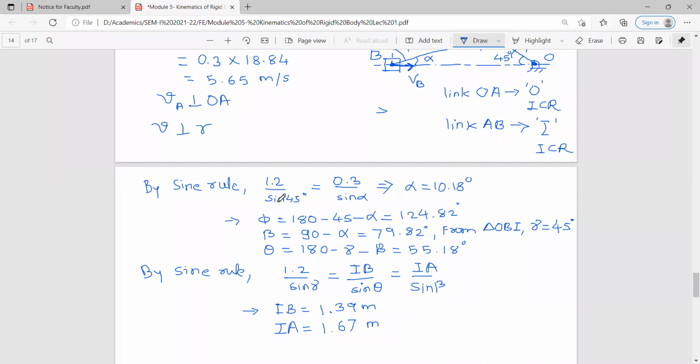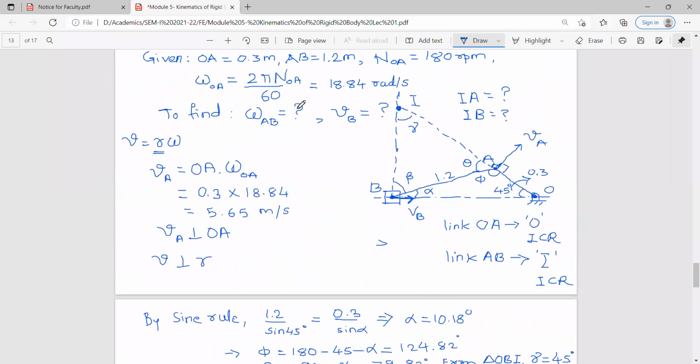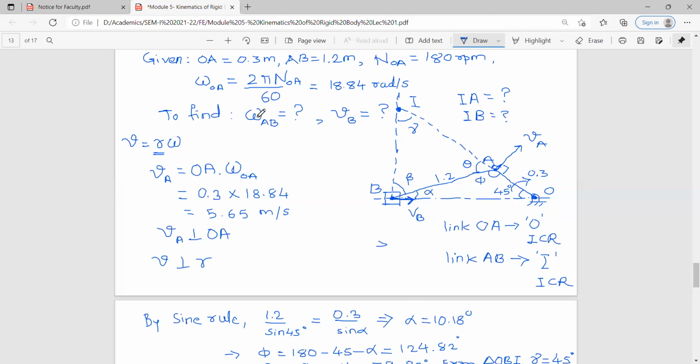Now you use only one formula. What is that formula? Velocity is equal to radius multiplied by angular velocity. What do we have to find out? We have to find out the angular velocity of link AB, and the velocity of point B. The velocity of point B represents the velocity of the piston, because point B is on the piston. So let us first find out the angular velocity of link AB.